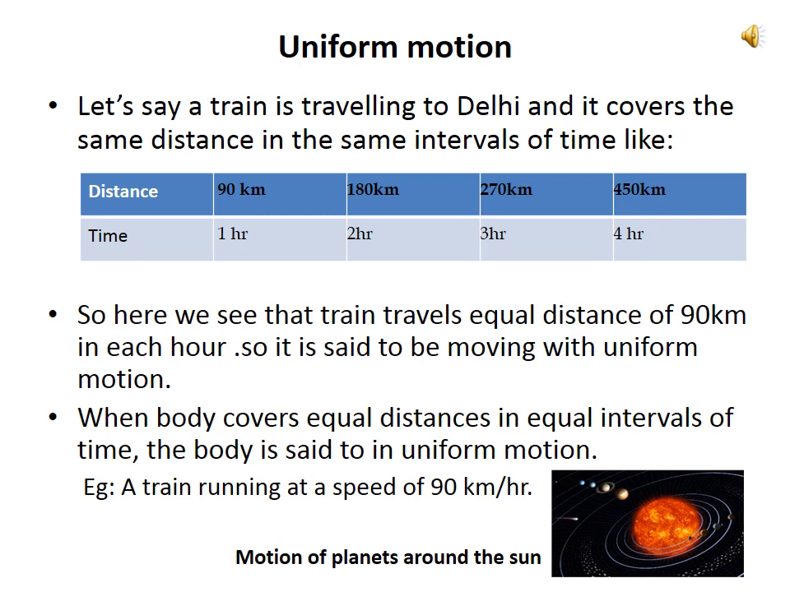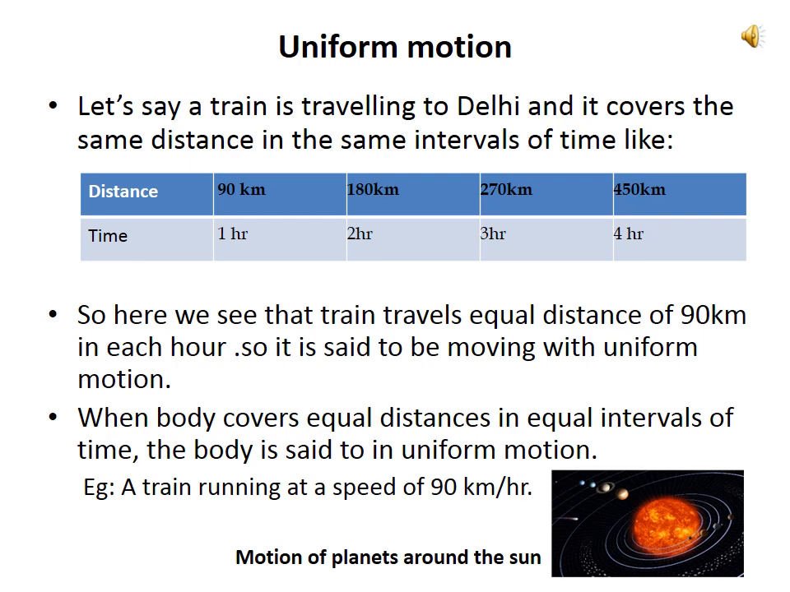So here we see that the train travels an equal distance of 90 kilometers in each hour. So it is said to be moving with uniform motion. How can we define uniform motion? When a body covers equal distances in equal intervals of time, the body is said to be in uniform motion. Did you understand the concept of uniform motion?